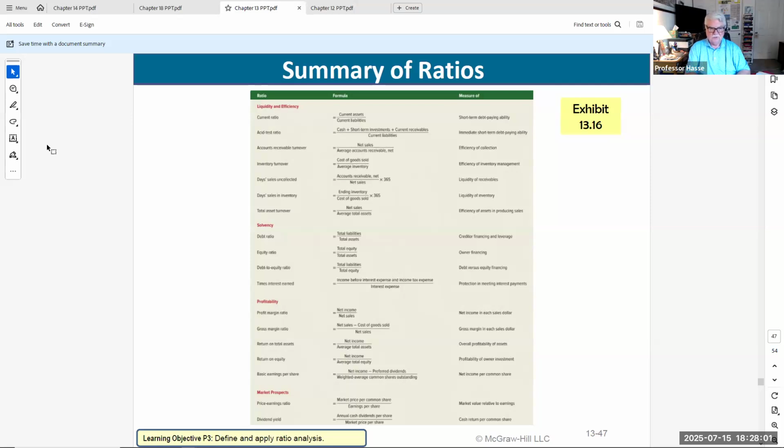So you might pick the current ratio. You might pick the debt ratio. You might pick the profit margin ratio.